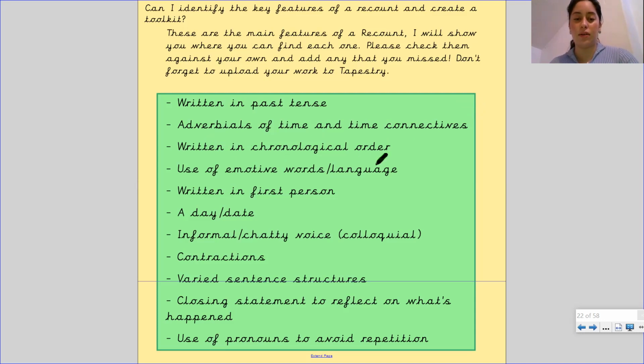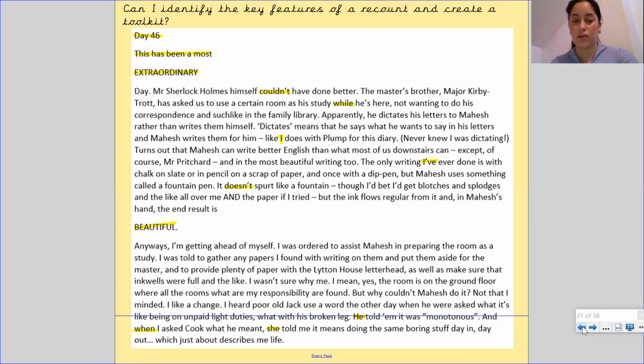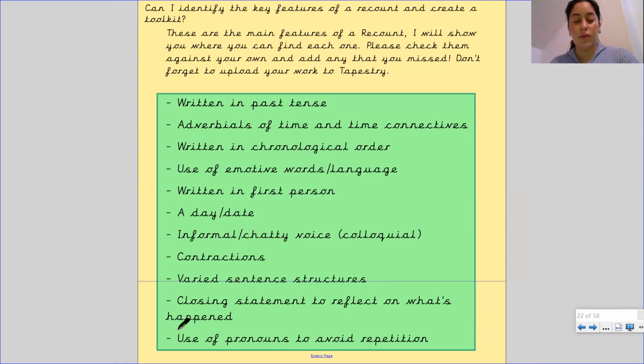Use of emotive words and language, which we also discussed. A day and date right at the top of your writing, which we also discussed. Informal chatty voice, which is called colloquial. Contractions, we also spotted contractions. So you also used an informal chatty voice in your own diary writing. Varied sentence structures, we also looked at that. Closing statement to reflect on what's happened. Let's look at our closing statement. In the closing statement, she wraps it up by saying that her life also seems quite monotonous or boring. We've already spoken about the use of pronouns to avoid repetition.